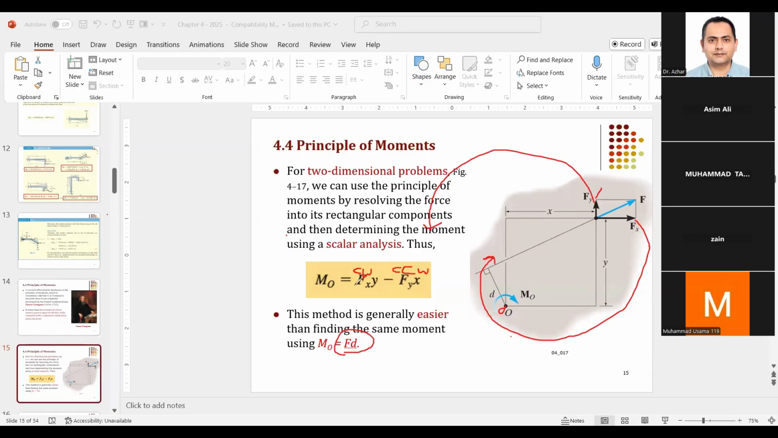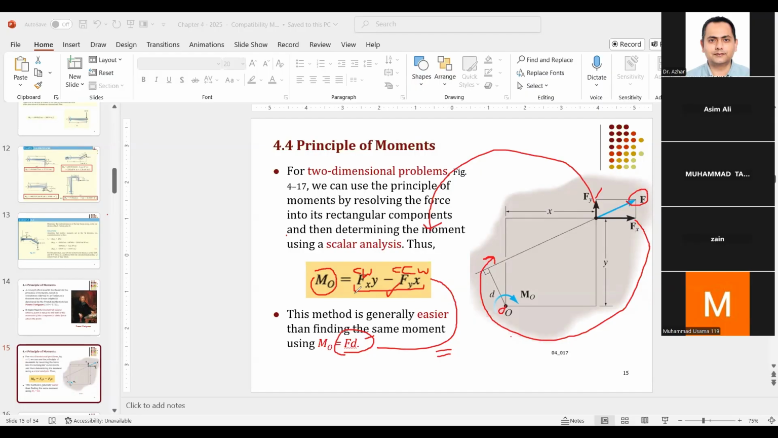So you see, very quickly we found an example where the clockwise is positive and counterclockwise negative. Anyhow, together they are producing the MO about O. So this is the moment because of the components, and F into d is the moment because of the original force. So Varignon's theorem is that these two moments are equal. Moment produced by the force and its components about the same point will be equal. Okay, this is Varignon's theorem.